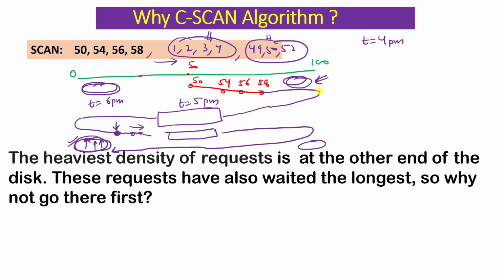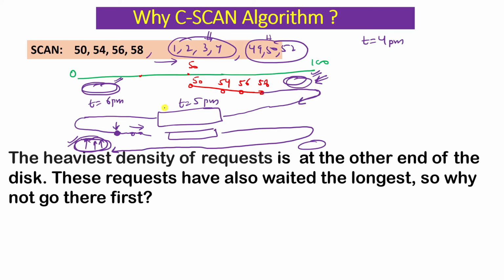These are the requests that have waited for the longest period of time. So why not service them? Why not complete them first? When you are changing the direction, you change the direction and service in such a way that the waiting time of these requests should also be uniform.